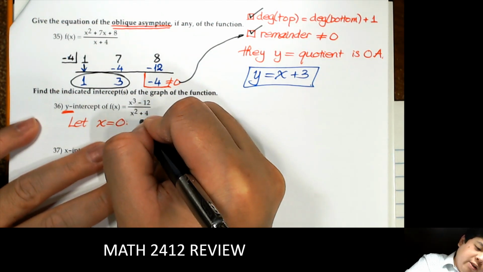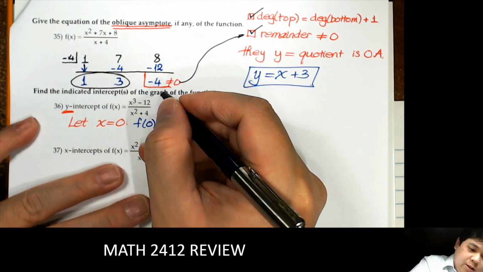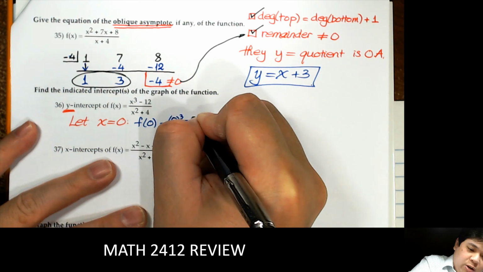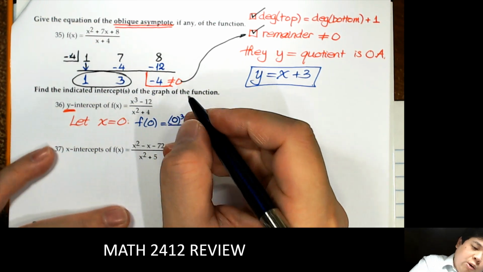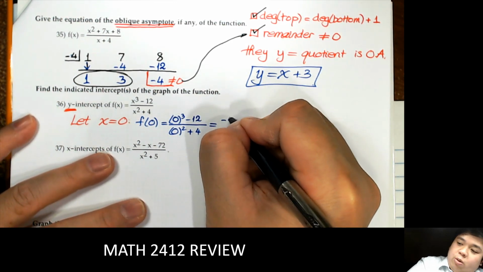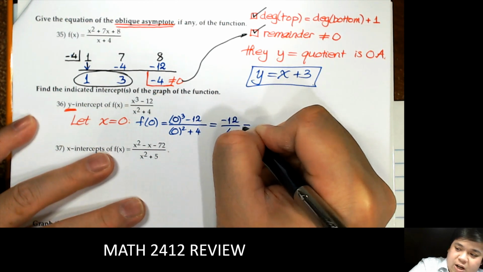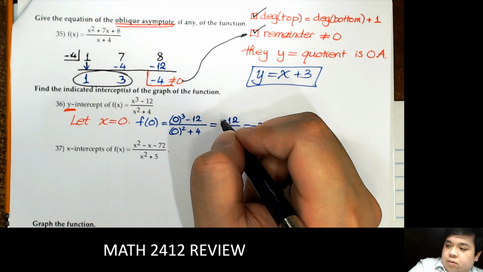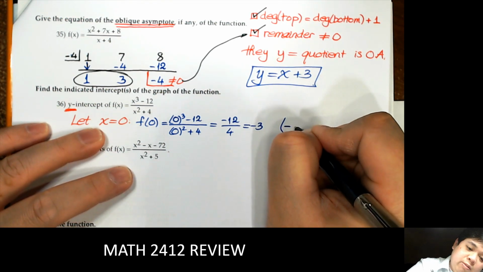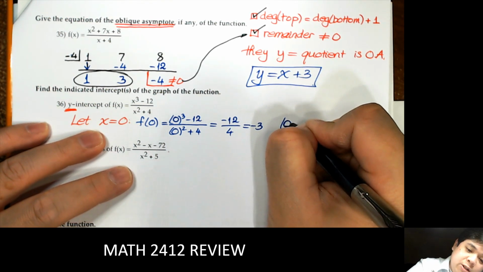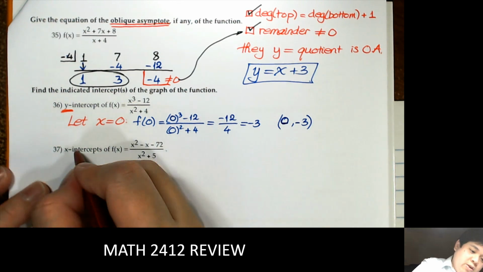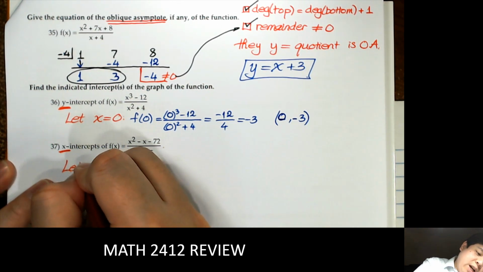x equal to 0, so we have f of 0. So we have 0 cubed minus 12 over 0 squared plus 4. So we have negative 12 over 4, so that's negative 3. So x equal to 0 and y equal to negative 3. So that's the y-intercept. For the x-intercept, we're going to let y equal to 0.